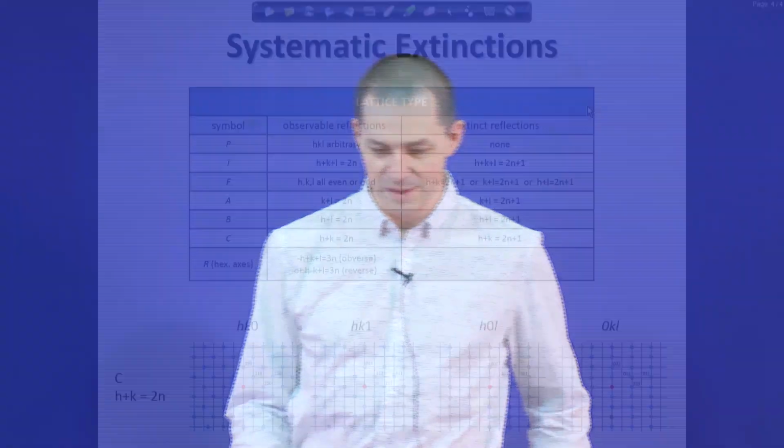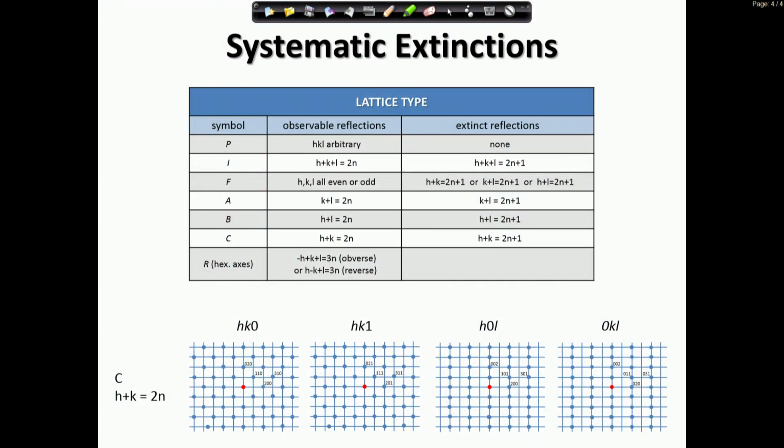Okay, let's have a look at some more geometric examples. Less formulas, more pictures. The first type of systematic extinctions are the lattice type extinctions, or lattice extinctions, that are caused by centering. So a primitive lattice doesn't give you any systematic absences, but if you have I, F, or A, B, C centered lattice, you will see a certain type of systematic absences. And here you see how different sections of reciprocal space look for a C-centered lattice.